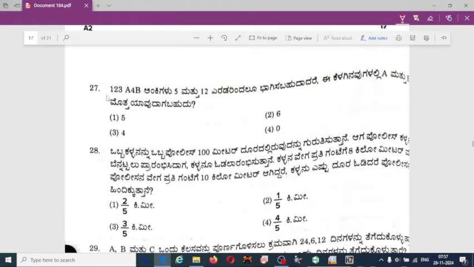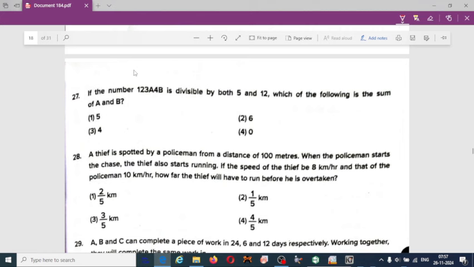So here a big number has been given: 1, 2, 3, A, 4, B. Okay. So this number is divisible by 5 and 12. Which of the following is the sum of A and B? So here is the given number.